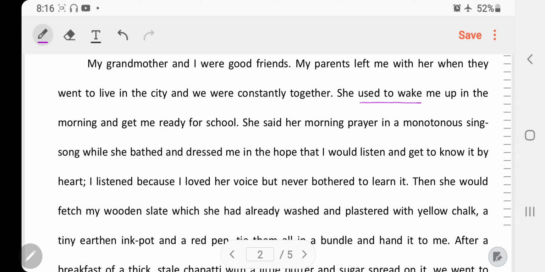That means now I don't play. I used to take tea twice in a day when I was in college. So that is the use of used to. She used to wake me up, means in the morning and get me ready for school, and that was her everyday routine.